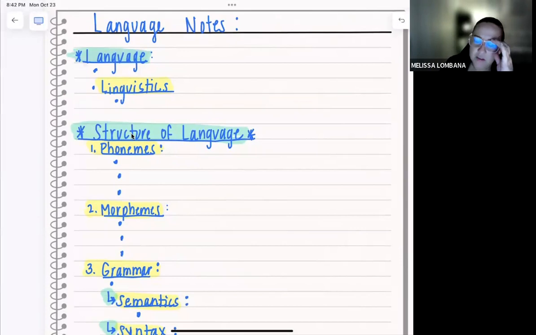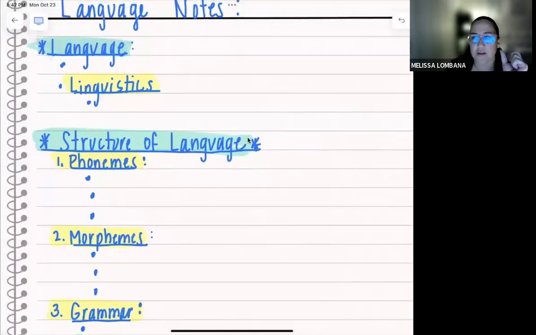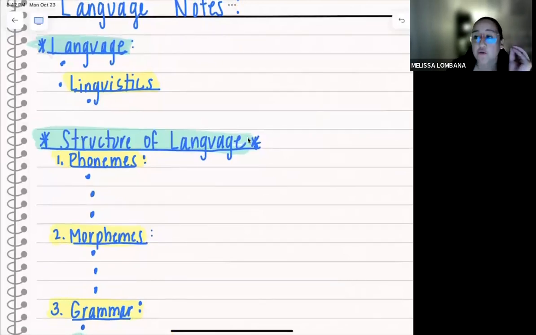The next subtopic is the structure of language. You need to know the different parts that make up language. The first one, we're going to start with the smallest unit, which is called phonemes. Write this down: it is the smallest distinctive sound unit in language. It's the smallest distinctive sound. This consists of vowels, consonants, and also letter combinations.